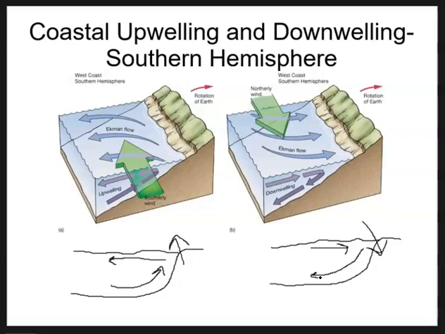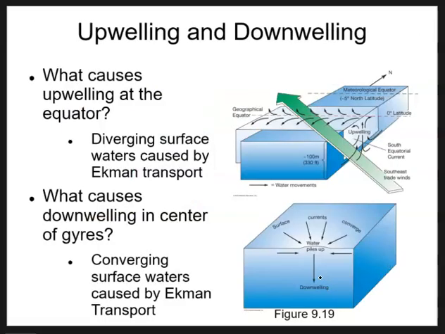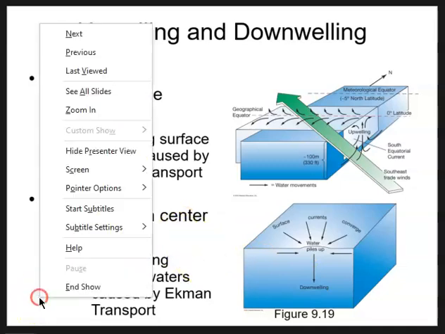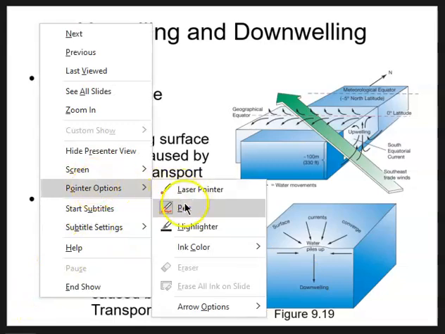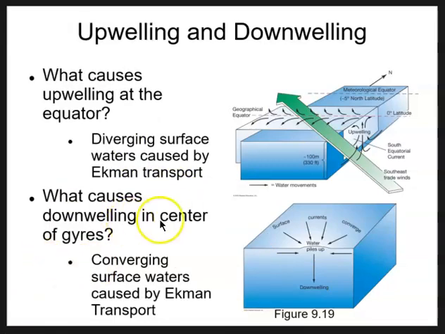All right, now upwelling can also occur away from the coast as well. So there is upwelling along the equator, and there is downwelling in the center of the gyres. Now, I probably should have put these in opposite orders because the downwelling is easier, and I'm going to refer to the downwelling first. And I just want to change my pointer back to the arrow. Okay, so let's look down here first.